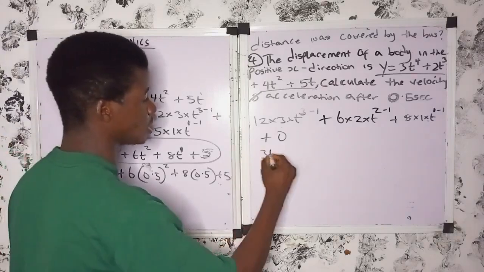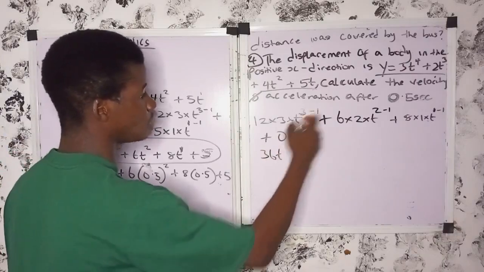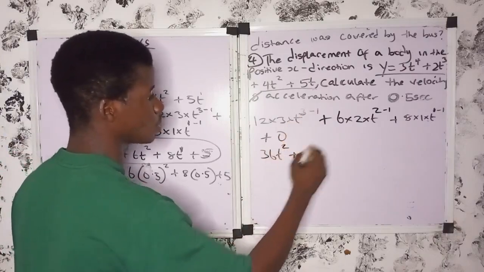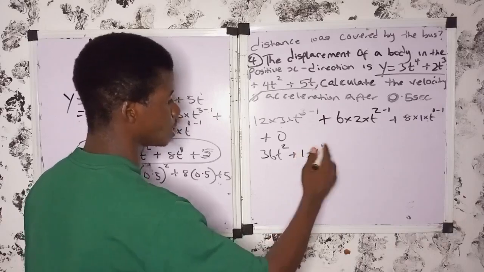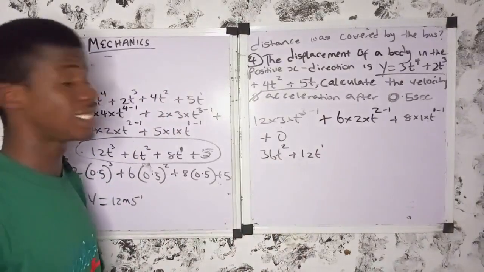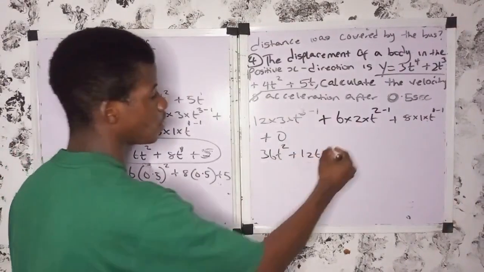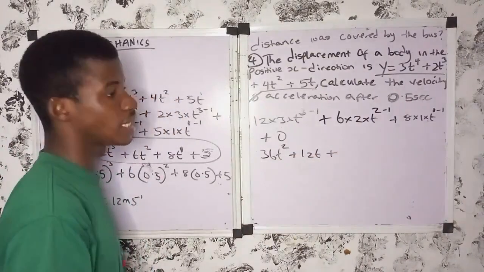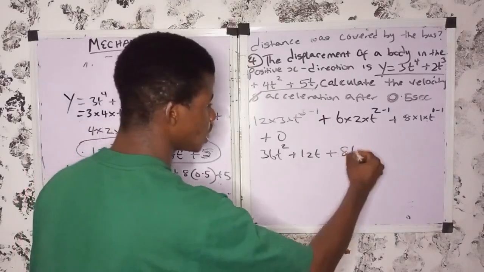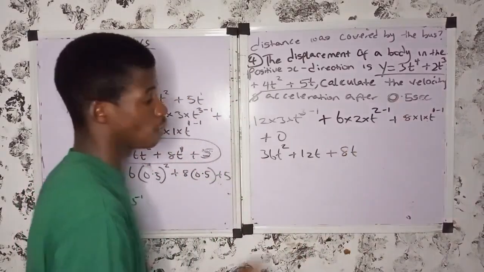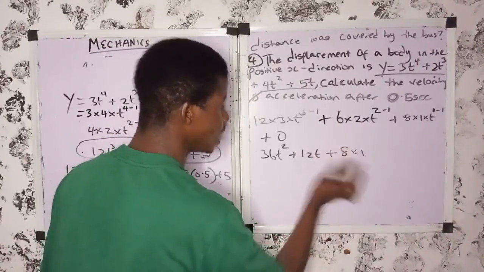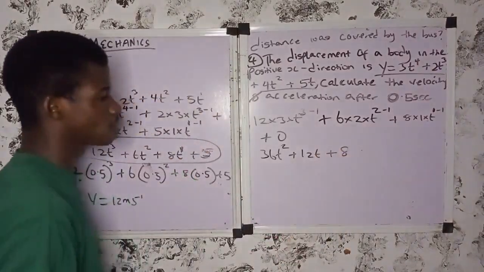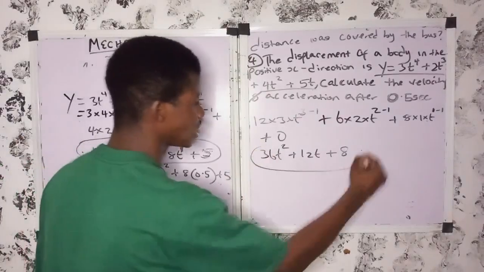So that will be 36t raised to power 3 minus 1, which is 2. Then plus 6 times 2, that is 12, raised to power 2 minus 1, that is 1. So 12t raised to power 1 is the same as 12t. Then plus 8 times 1 times t gives us 8t raised to power 1 minus 1, which is 0. So t raised to power 0 gives you 1, so 8 times 1 still gives us 8. So we have arrived at this place, right?